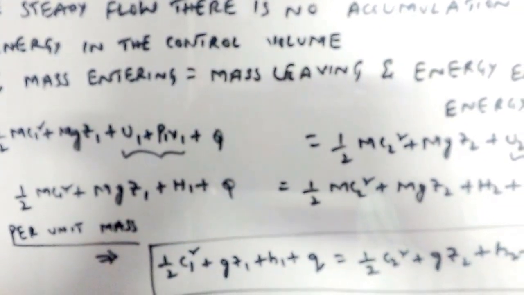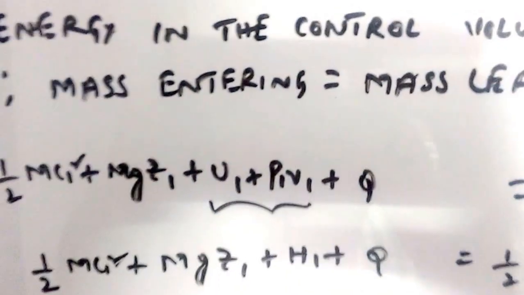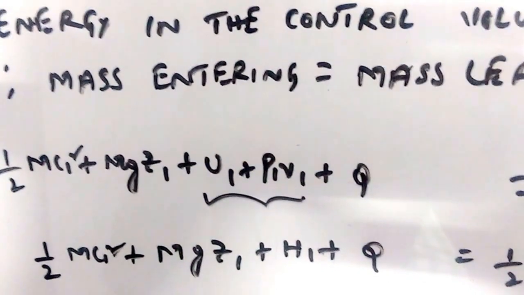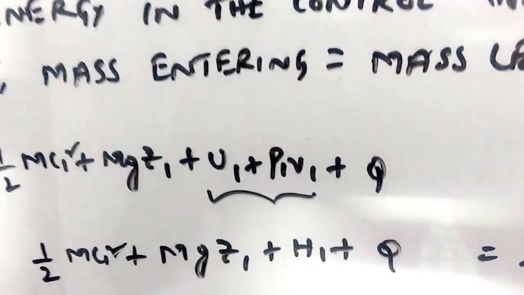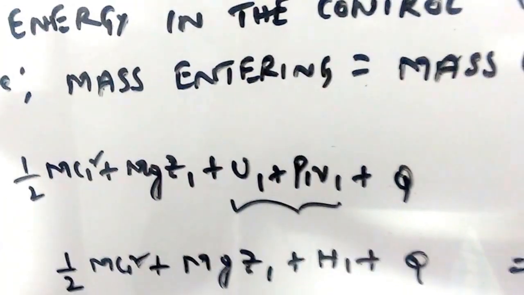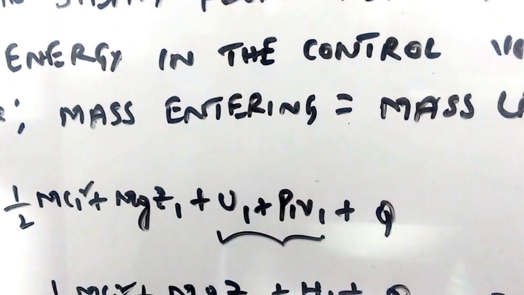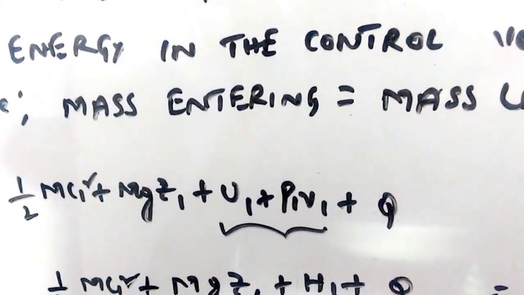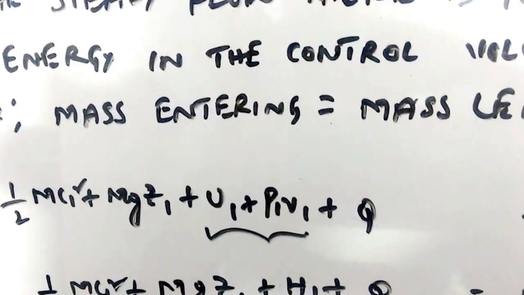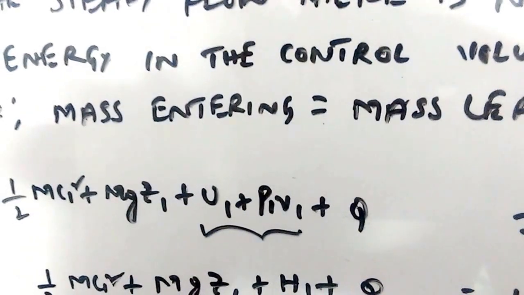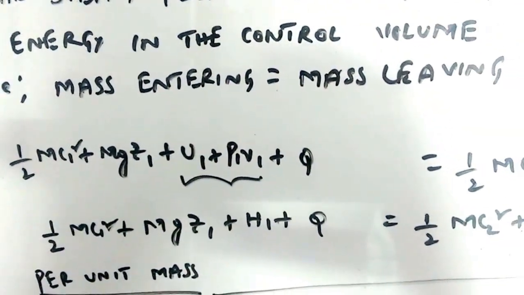Apply the steady flow energy equation, that is, energy entering is equal to energy leaving. That is kinetic energy, half mC1 square at section 1, potential energy mgz1, plus U1 the internal energy. P1V1 is the energy caused by the flow, that is responsible for the flow. There is no P1V1 in a closed system. U1 plus P1V1 can be considered as an enthalpy. This enthalpy will come into existence only in an open system, not in a closed system, because no energy is required for the flow in a closed system. Here in an open system, there must be some energy involved for this flow.